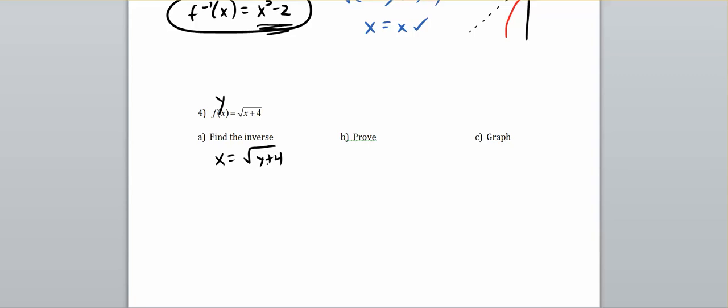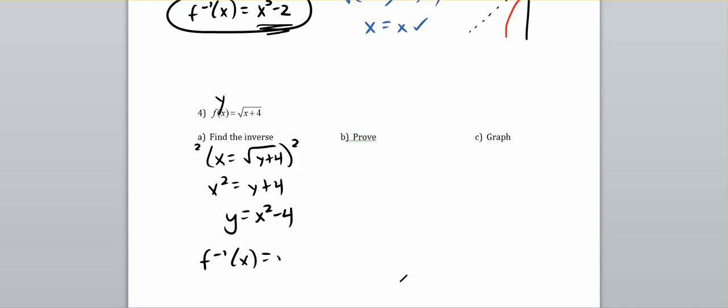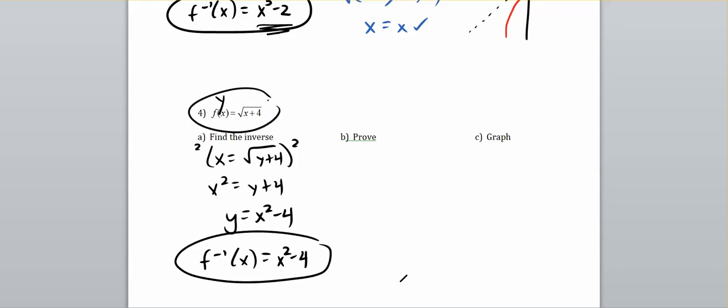The way I'm going to solve for y is by squaring both sides, right? Because if I want to solve for y and it's square rooted, square both sides. And then I'm just going to subtract 4. I'm going to write my final answer as f inverse of x is equal to x squared minus 4. There's my inverse. Here's my original.